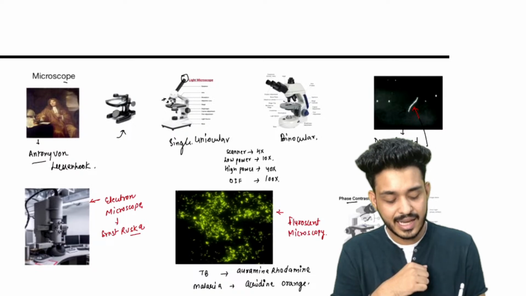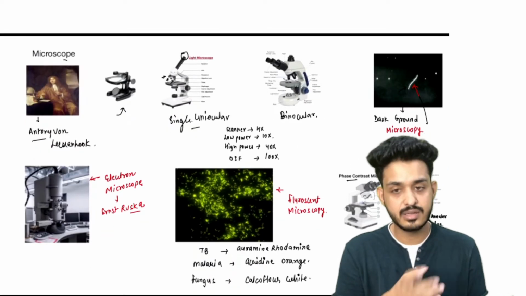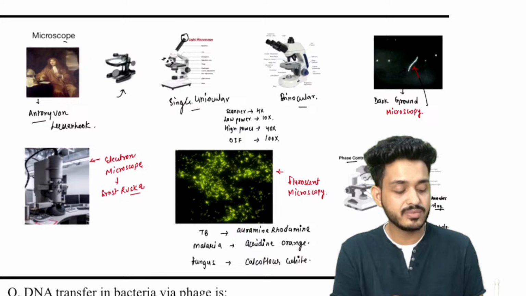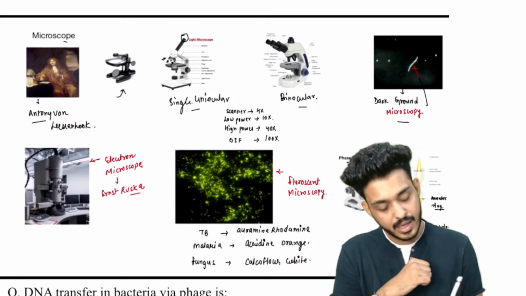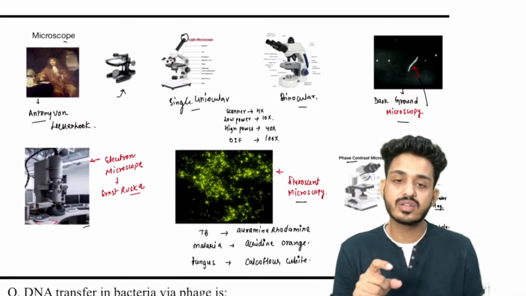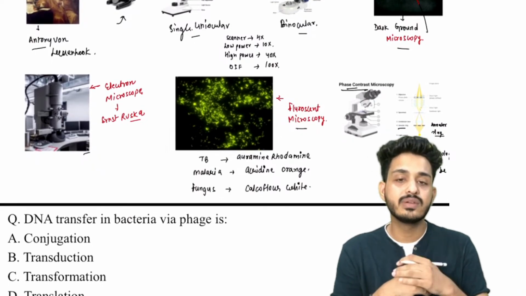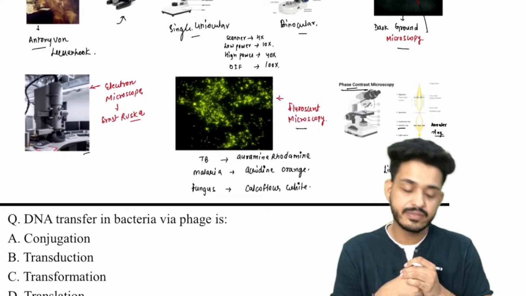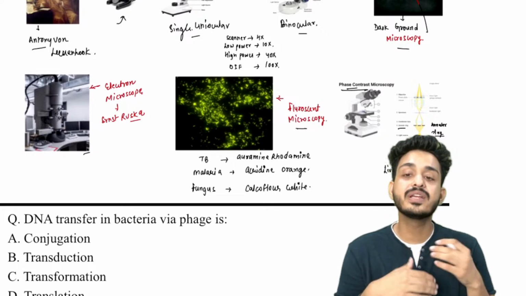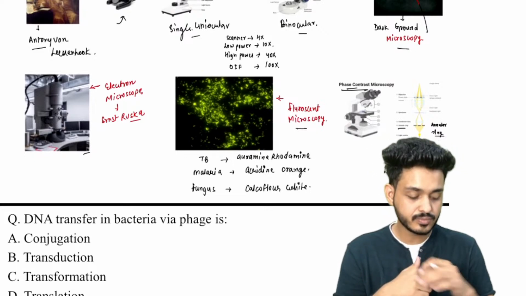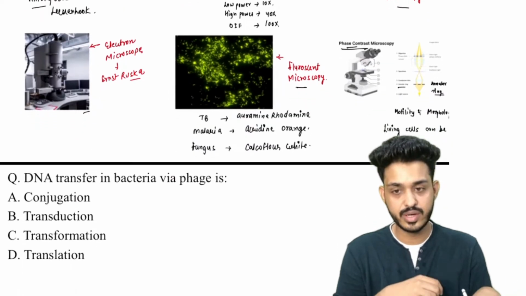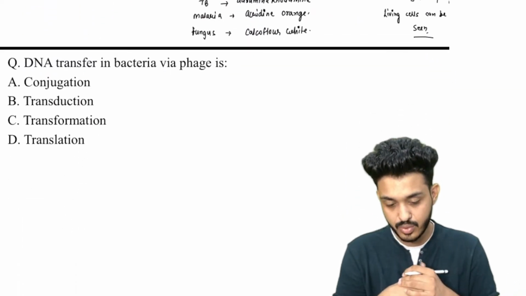We have seen the light microscope, single lens microscope, double lens microscope, dark ground microscopy, electron microscopy, fluorescent microscopy, and this one is your phase contrast microscopy. We can see different phases in phase contrast microscopy that would be telling us about the motility and morphology.